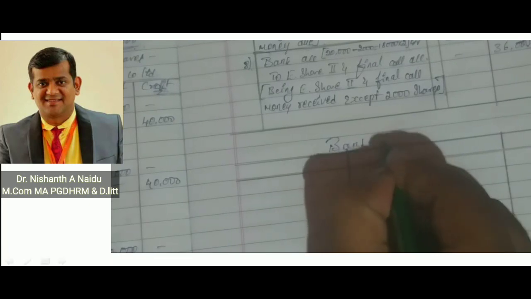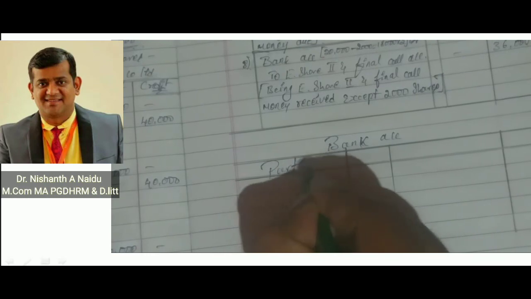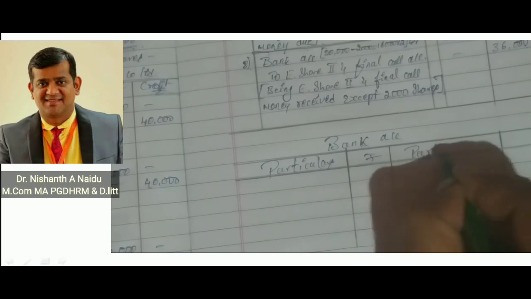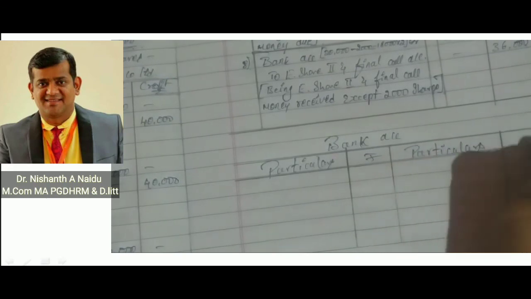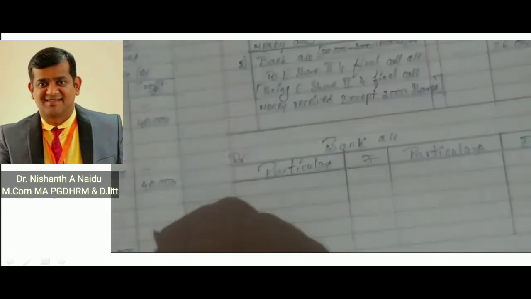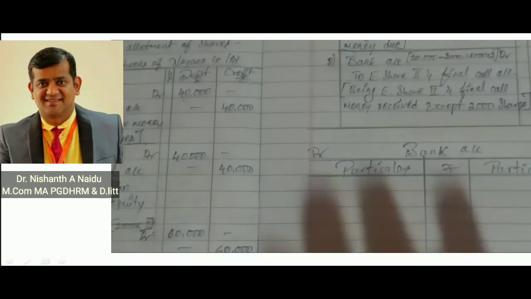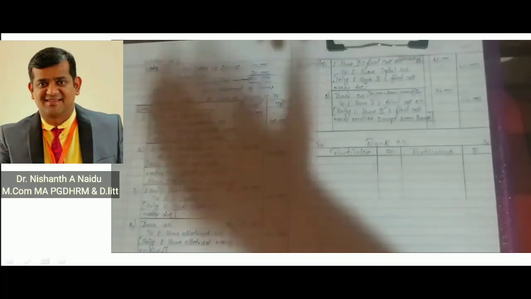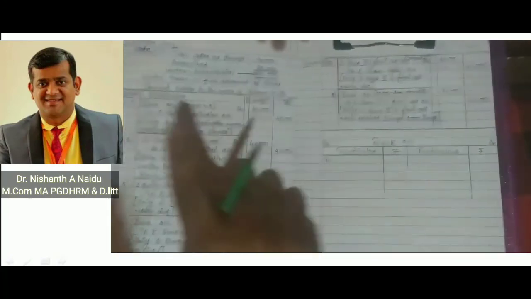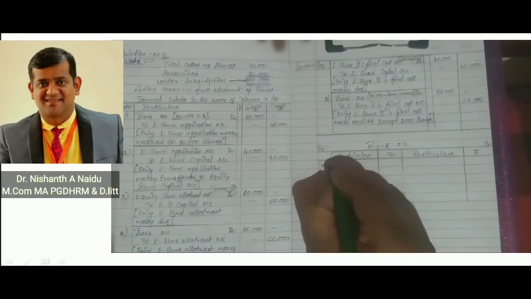So bank account, particulars, rupees, particulars, rupees. So ledger account, debit, credit. Okay, as I have taught you how to prepare a bank account, so let us zoom out and see into the problem. So see, bank account is here. So to equity share application account.